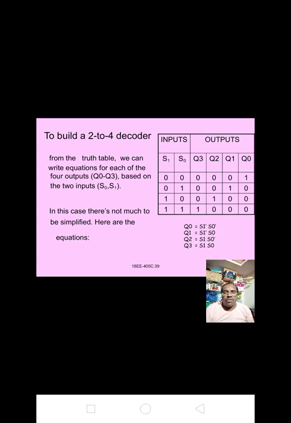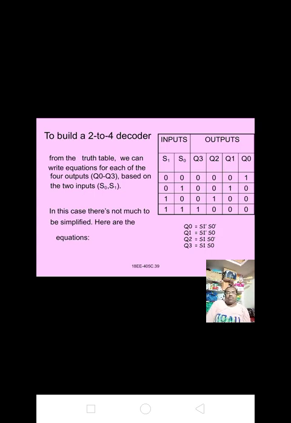From the truth table, we can write the equation for each of the 4 outputs, that is Q0 to Q3, based on the 2 inputs S0, S1. In this case, there is not much to simplify. Here are the equations. Q0 equal to S1 bar, S0 bar, Q1 equal to S1 bar, S0, Q2 equal to S1, S0 bar, Q3 equal to S1, S0.